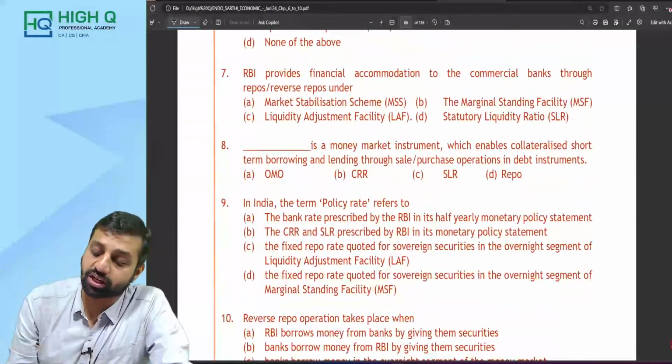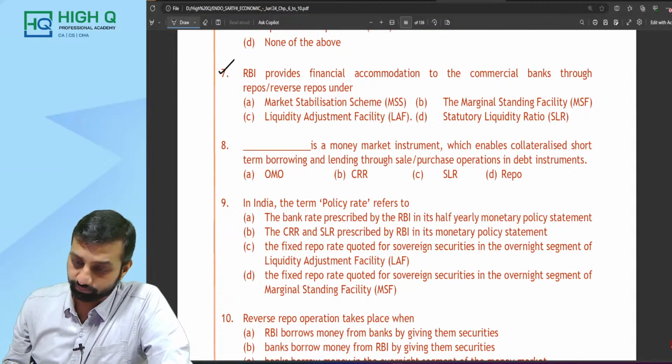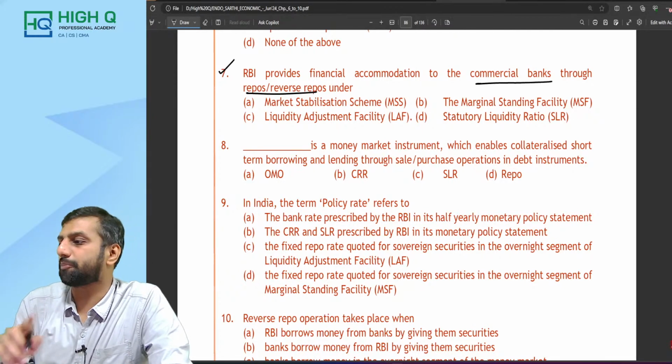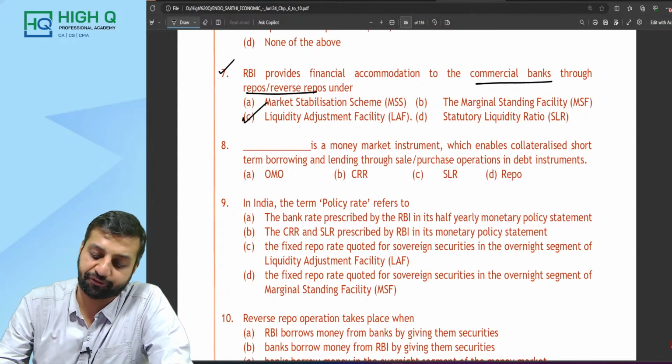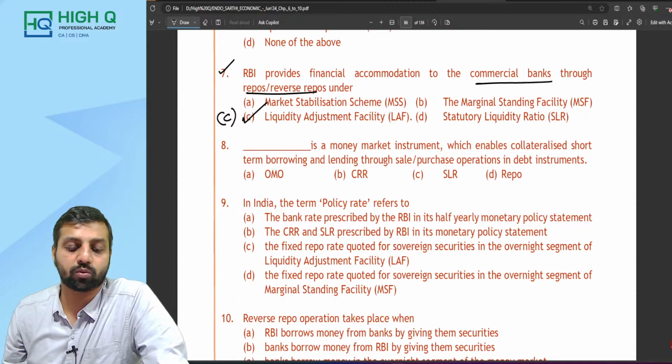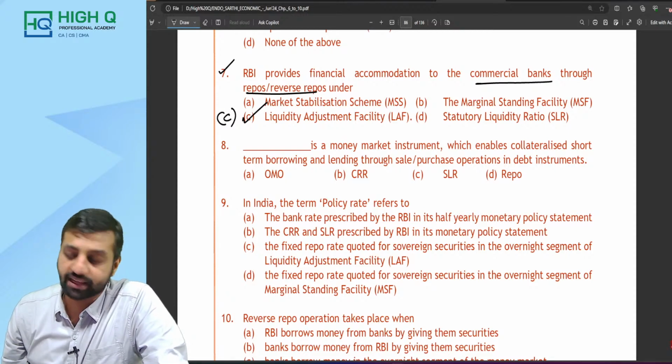Next is question number 7. Commercial banks through repo and reverse repo. Repo and reverse repo is a part of LAF, liquidity adjustment facility. Therefore, your answer for question number 7 is C.